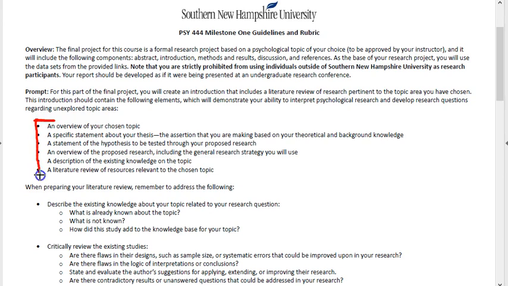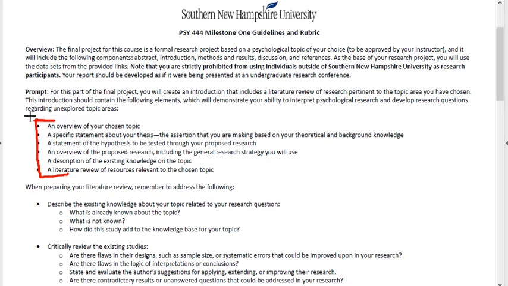These bullets right here align with your rubric, which I'll get to in a second, but this is what should be included within your introduction section, within this draft. A brief overview of the topic that you selected, your thesis statement. What are you seeking to support? What is your main idea, your main argument?